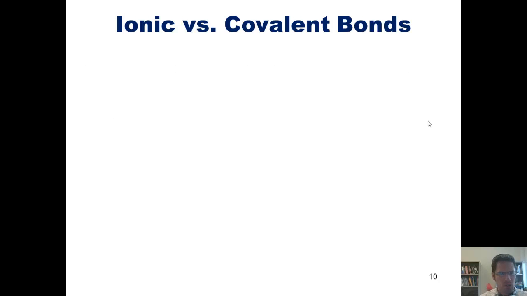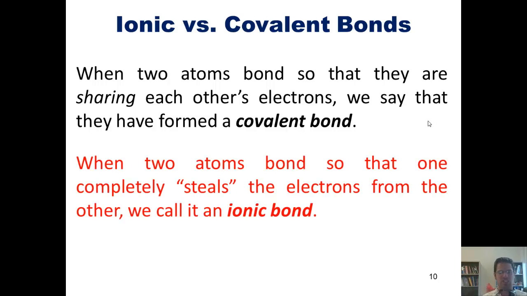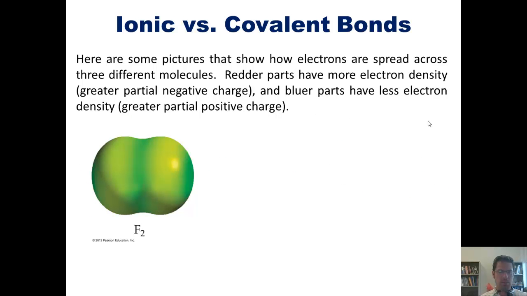You see, when two atoms bond so that they share each other's electrons, we say that they have formed a covalent bond. When two atoms bond so that one completely steals the electrons from the other, more or less, we call it an ionic bond. Here are some pictures that show how electrons spread across three different molecules. Redder parts of those molecules have more electron density, that is, there's greater partial negative charge there. And bluer parts have less electron density, which means that there's a greater partial positive charge there.